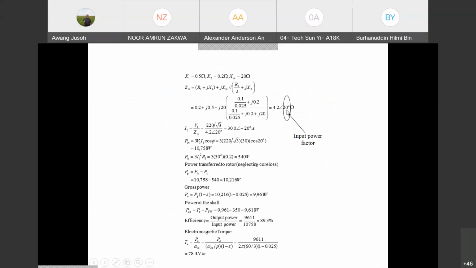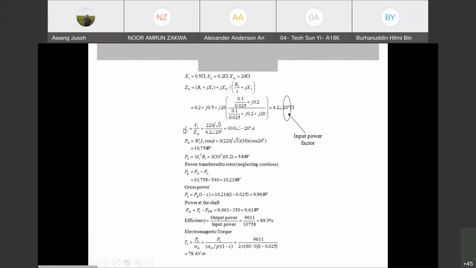That means the power factor must be cosine of this angle, lagging. If your load is inductive, the power factor is lagging. That means the current lags the voltage by 20 degrees. This is a basic thing about electrical engineering. If the impedance angle is positive, the current angle is negative, because the current lags the voltage. So the power factor is lagging. So Z is 4.2 at an angle of 20 degrees.